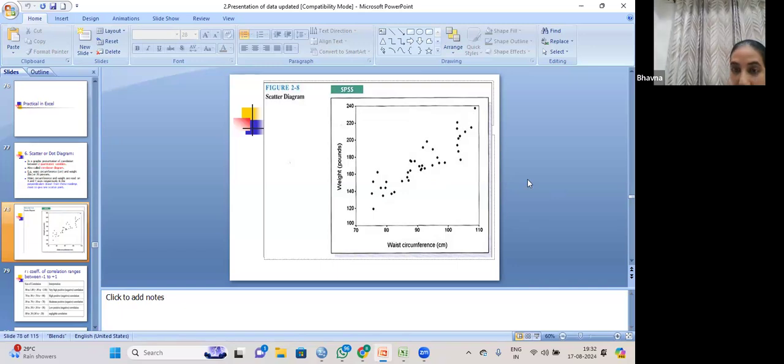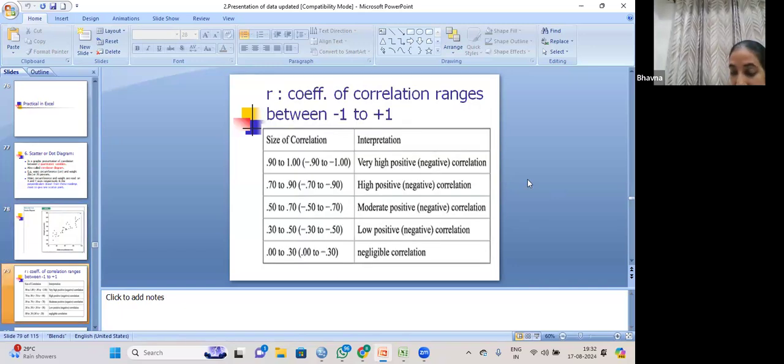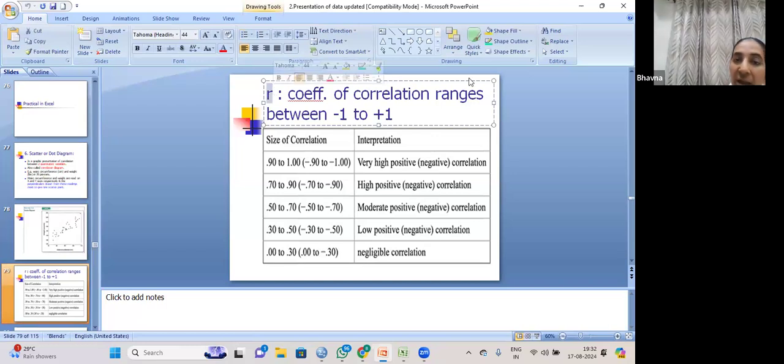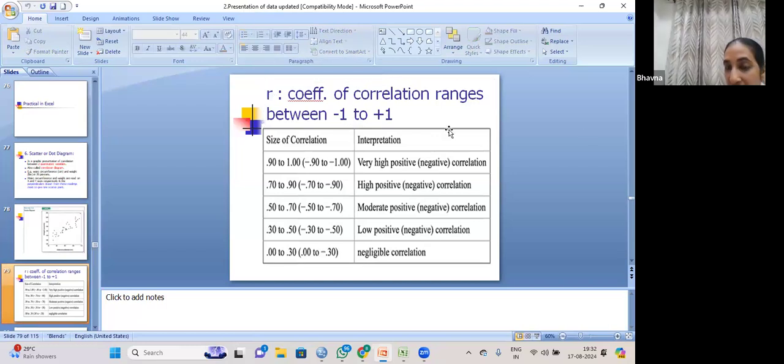Okay. I'll show you how to calculate correlation in SPSS also. Whenever we calculate correlation, first remember one thing: the coefficient of correlation, which is represented by small r, ranges between -1 and +1. Now, if it is 0.0 to 0.3, there is negligible correlation between two quantitative variables.